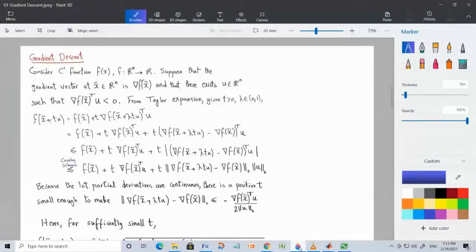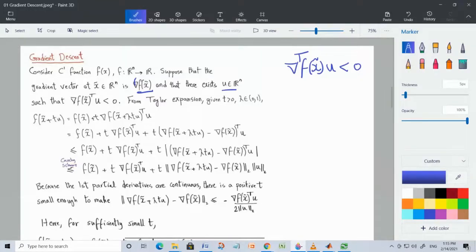Let's start with gradient descent. And the idea is, as I said last time, that our functions will be C1 functions. So all of them have partial derivatives, and the partial derivatives are continuous functions. Here we focus on some point x tilde, and we can compute the gradient vector at that point. Then suppose that there exists some vector u such that the dot product of the gradient vector with u is negative.